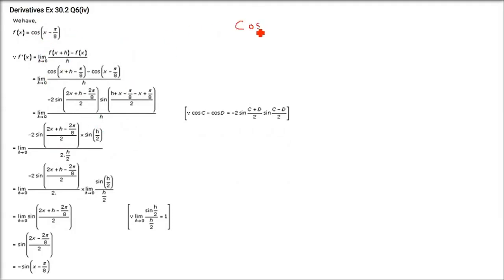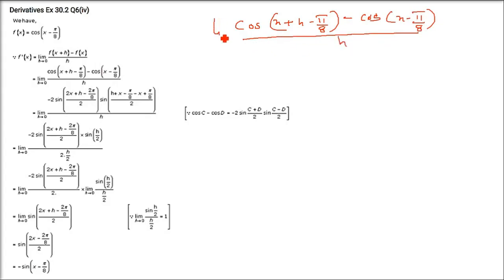So let me write first cos(x+h−π/8). I'm writing for f(x+h). Here f(x), so you have cos(x−π/8), divided by h. So limit h tends to 0. Now this is cos C minus cos D, so this is minus 2 sin (C+D)/2 and sin (C−D)/2.